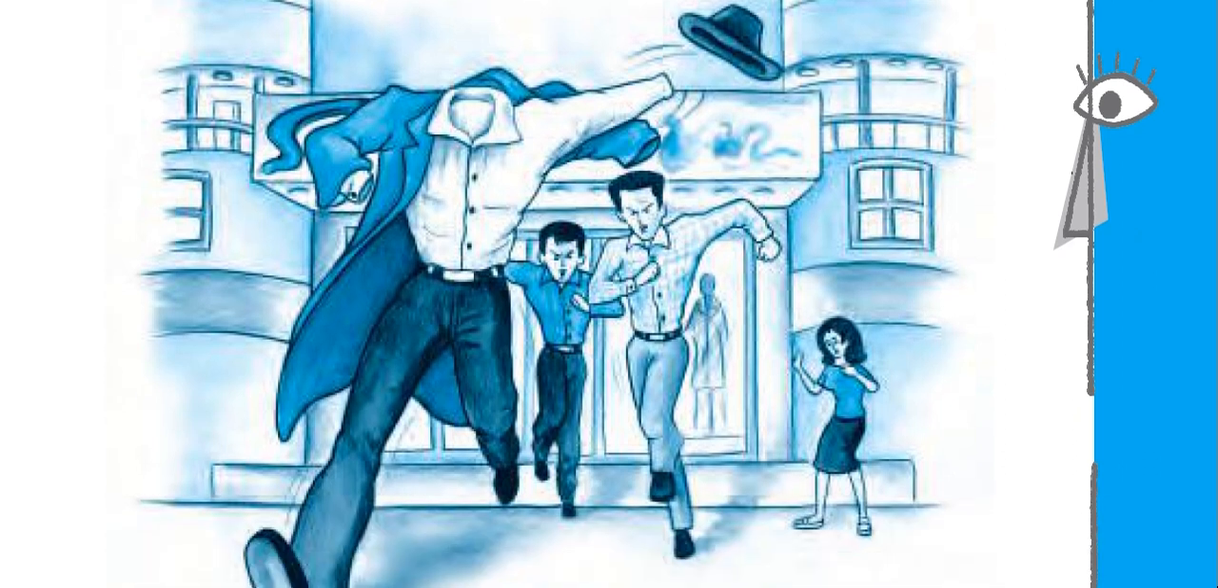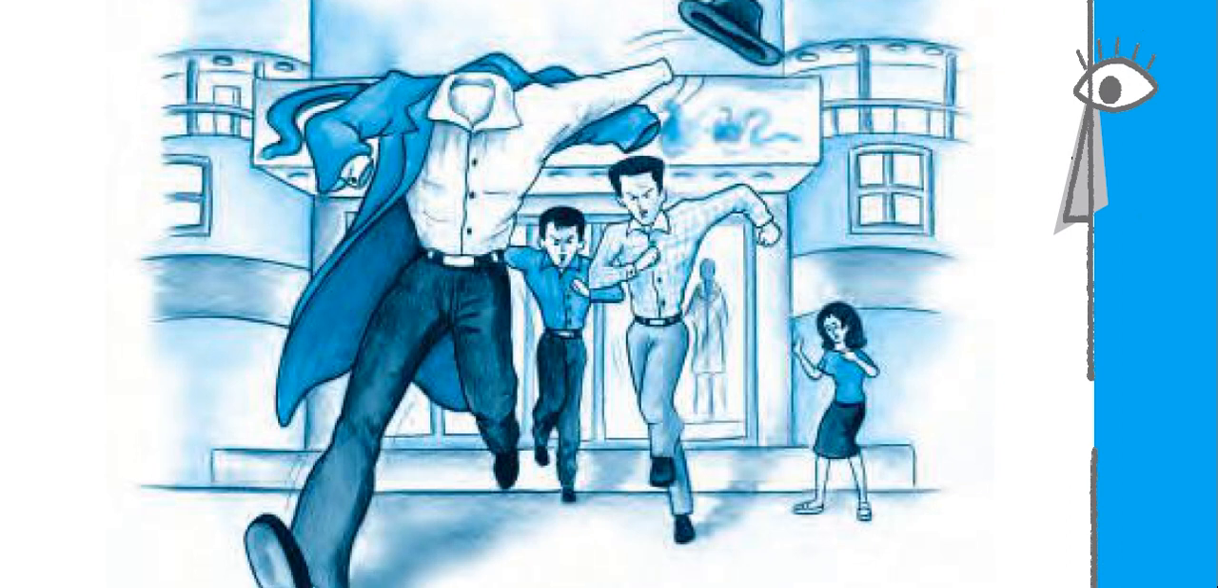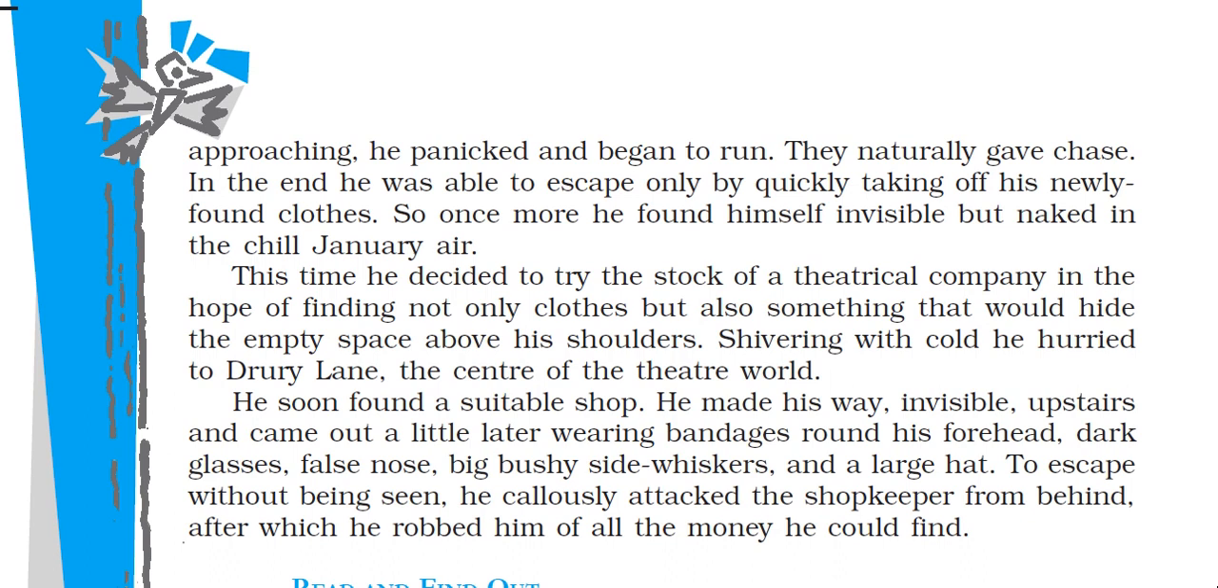Soon he found an appropriate shop and wore bandages around his forehead and a false nose, dark glasses, big bushy side whiskers, and a huge hat. Then he went to a shopkeeper's store and stole all his money. He realized that staying in a crowded city like London could be difficult for him, so he thought of moving to the Iping village. He had booked 2 rooms at the local inn in the village and reached there by boarding a train from London.